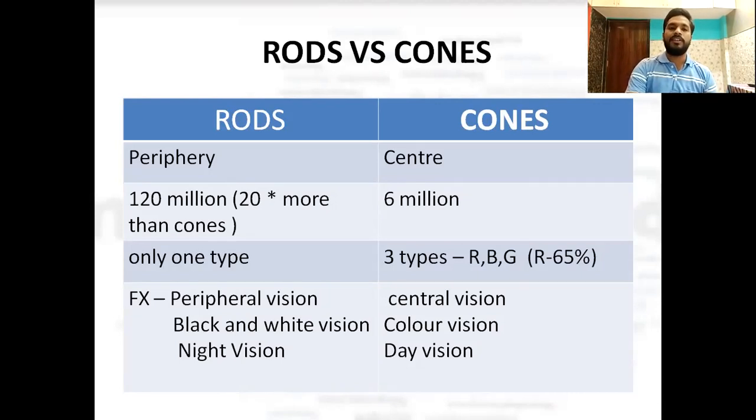Now talking about the function, rods help in peripheral vision, black and white vision and night vision, whereas for cones, C for cone, C for central. So cones are responsible for central vision, color vision and day vision, because mostly we see colors in the day, and if it is black and white, we usually see it at night.